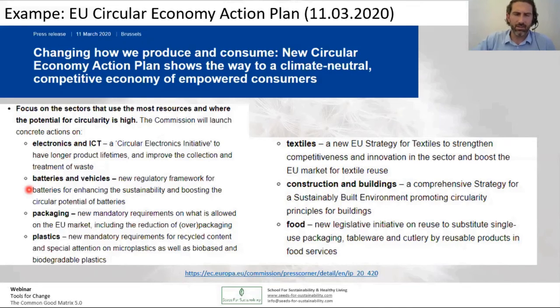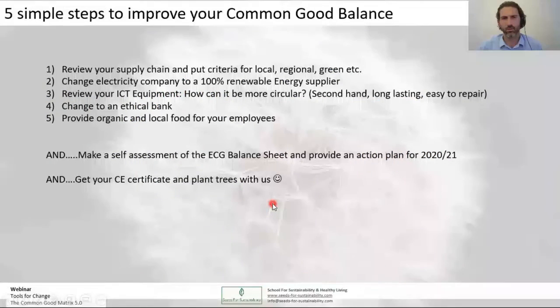Then they said batteries and vehicles is obviously a big area. Packaging, yeah, necessary, of course. When we send stuff to our customers, we also have to think about what kind of services we use. Yeah? The transport could be important, the packaging, and so on. Plastics, of course, textiles, construction, and food. That's just a little bit of a rounding up of circularity.